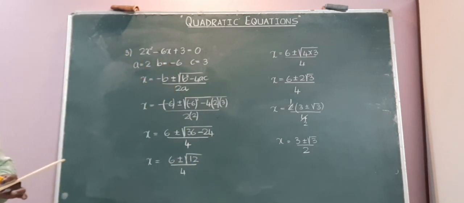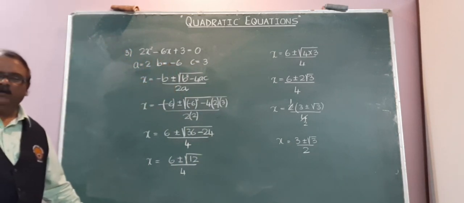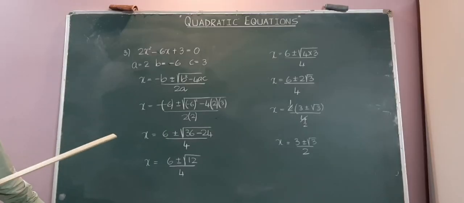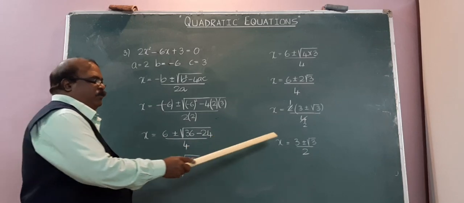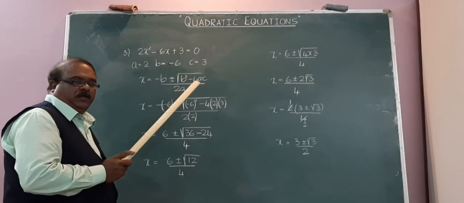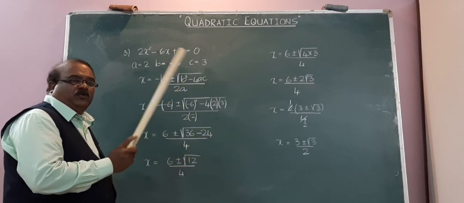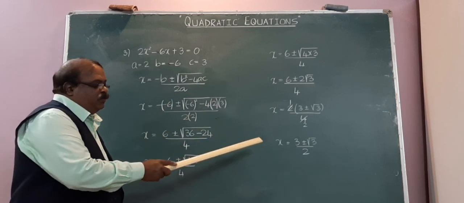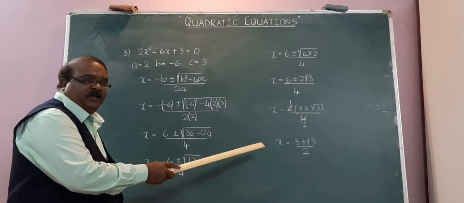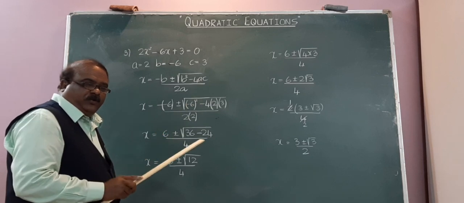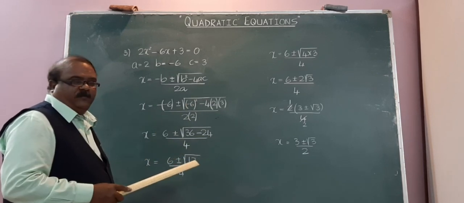Once again I have got two answers. These answers are called the roots of the equation. So we get x is equal to 3 plus or minus root 3 upon 2. These are called the roots of the quadratic equation. The roots that were obtained were irrational roots. Okay? Thank you. We shall meet again with my next session.